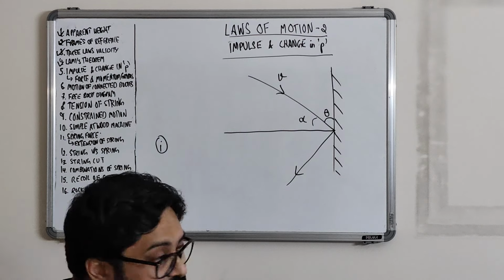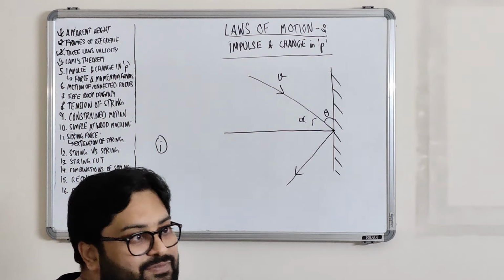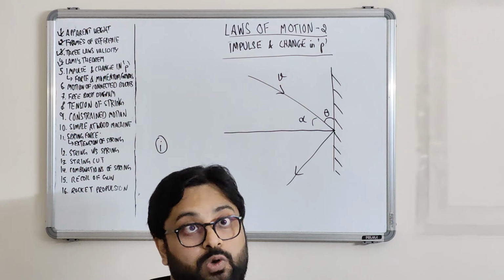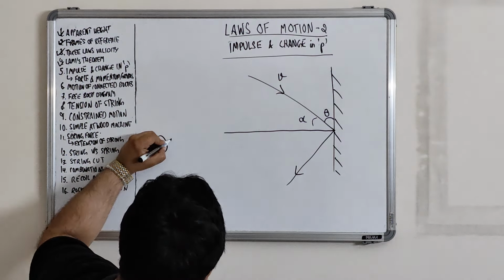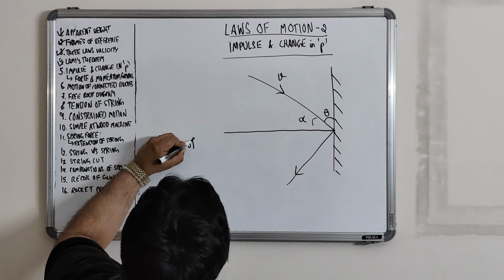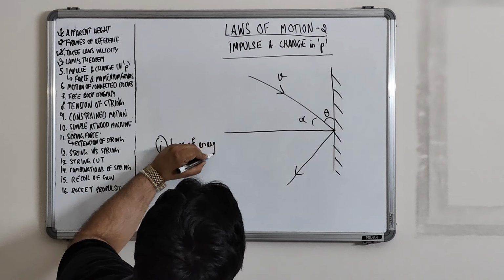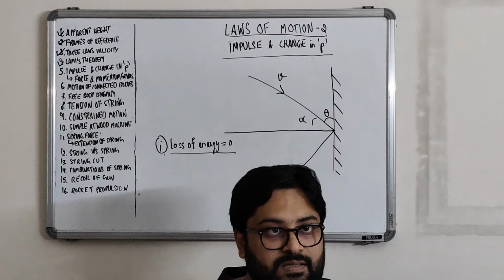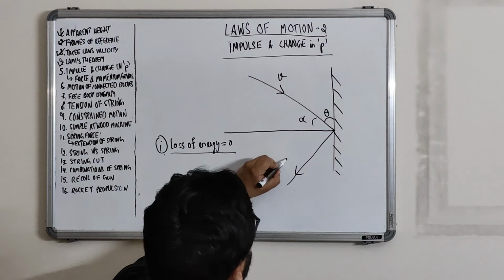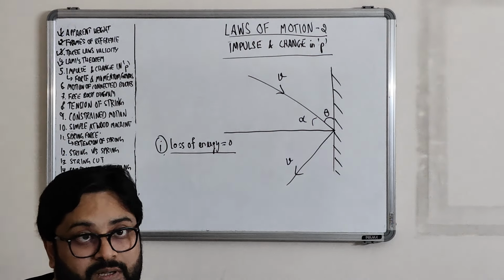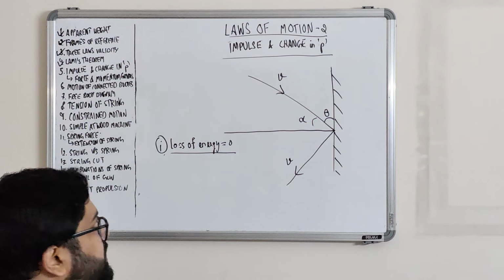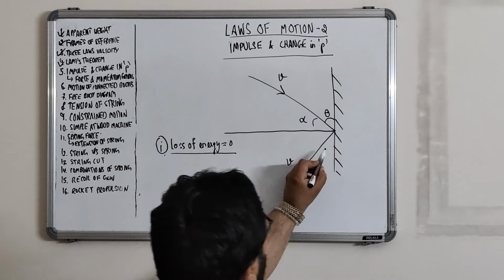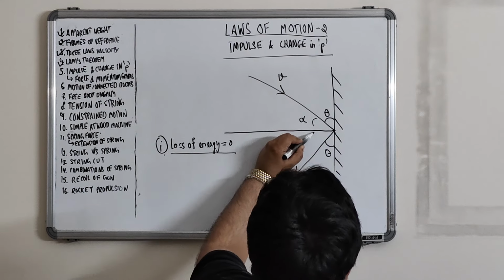Now we have two situations. One where this is an elastic collision. If this is an elastic collision, what will happen? The kinetic energy will not change. There will be no loss of energy. Loss of energy is equal to 0. What that means is the reflected velocity will be the same in magnitude as the initial velocity. So this will also be theta, and this will also be alpha.